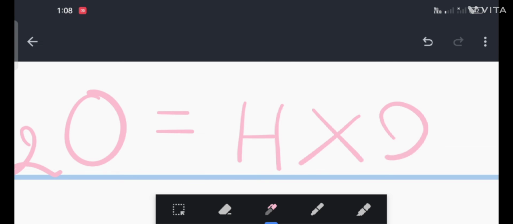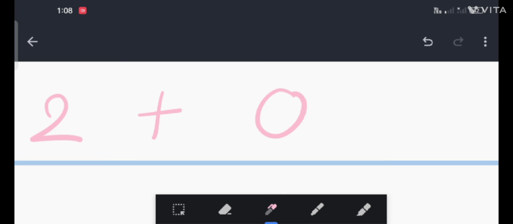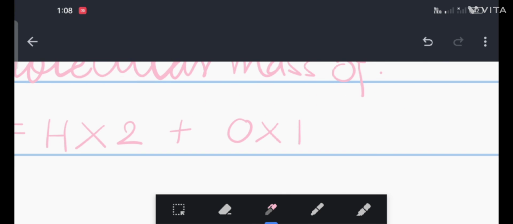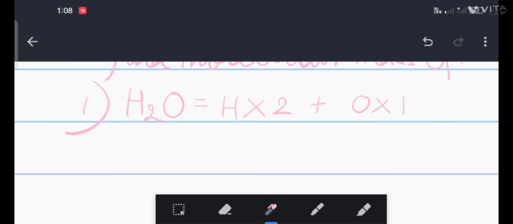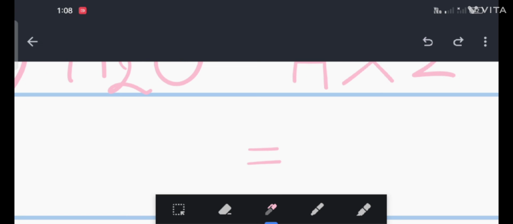H is 2 plus O is 1. So O into 1. Okay. Now let's substitute the symbol of the element with its atomic mass number.